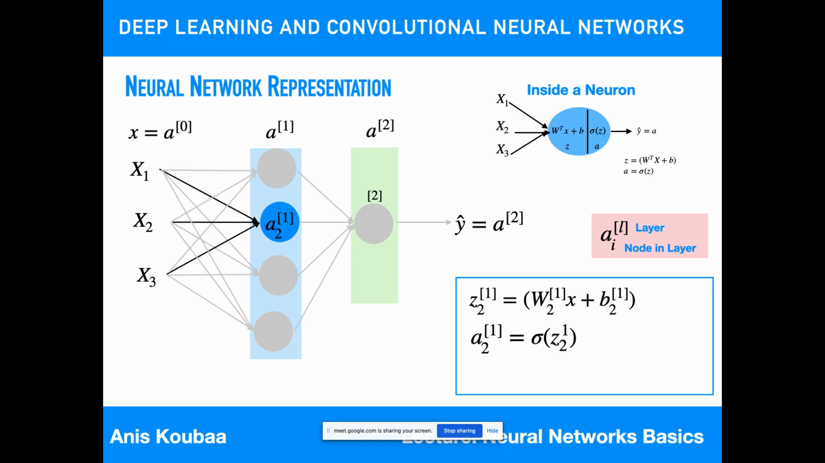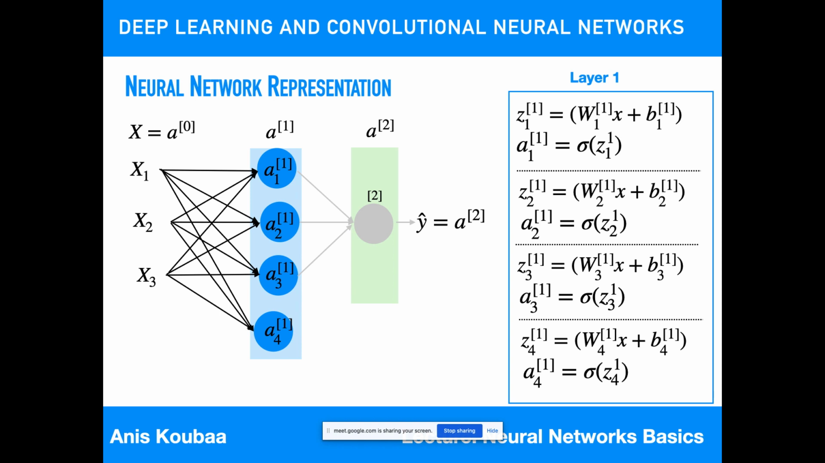If we want to calculate for the second node in the first layer, it is the same thing. What only changes here is the index of the node. So here we will calculate Z2 of 1, the Z of the second node in layer 1, equal to W2 of 1 multiplied by X, because it is related to all the values X1, X2, X3, plus B2 of 1. Again, we calculate A2 of 1, which is the sigmoid of Z2 of 1. And we do the same for all the nodes, from A1 of 1 to A4 of 1. This gives the equations.